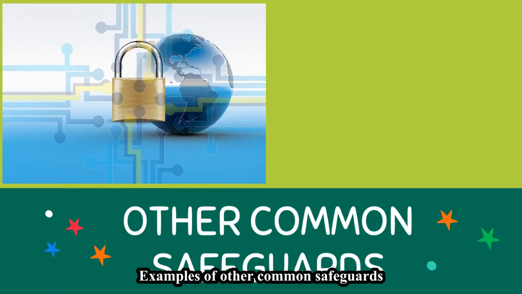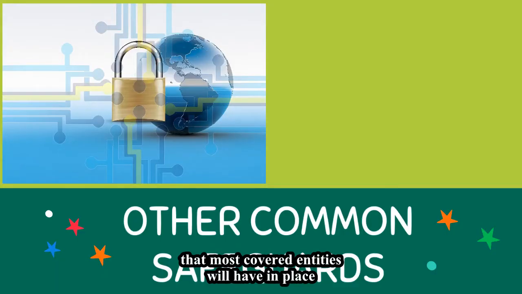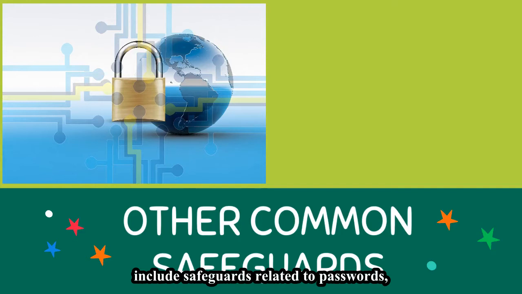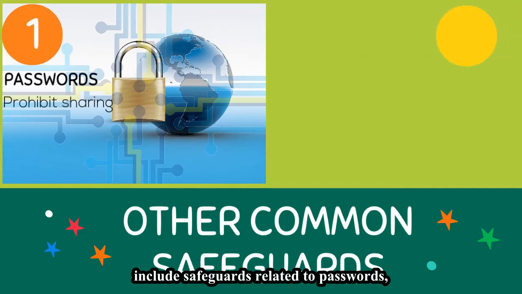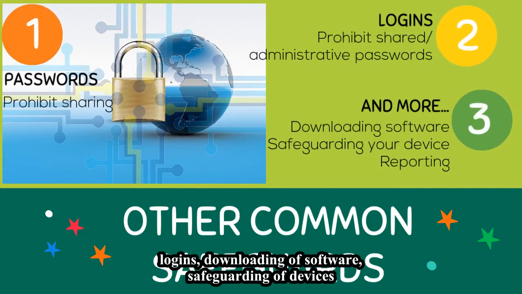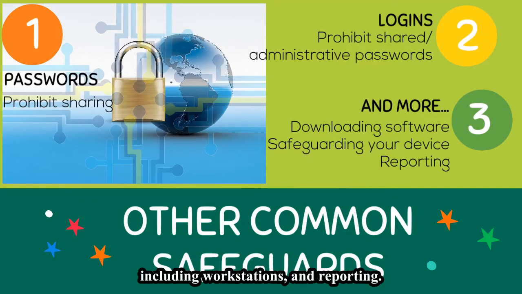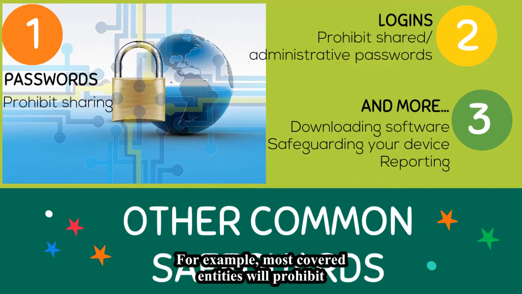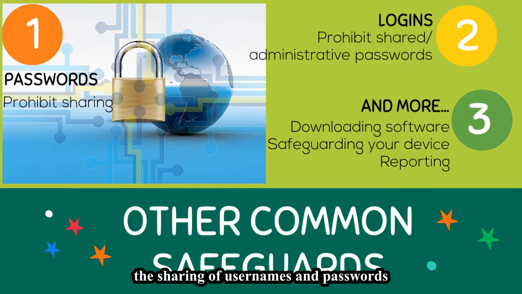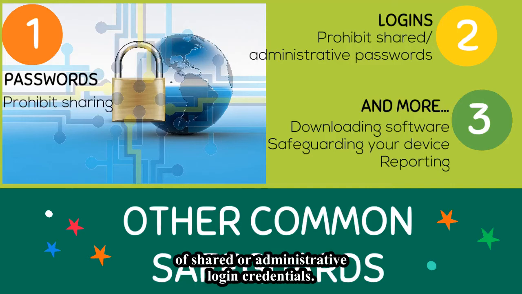Examples of other common safeguards that most covered entities will have in place include safeguards related to passwords, logins, downloading of software, safeguarding of devices including workstations, and reporting. For example, most covered entities will prohibit the sharing of usernames and passwords, and most will prohibit the use of shared or administrative login credentials.